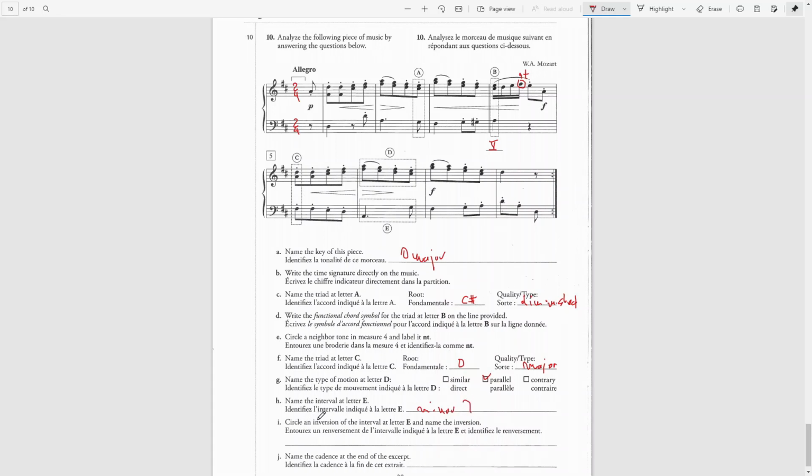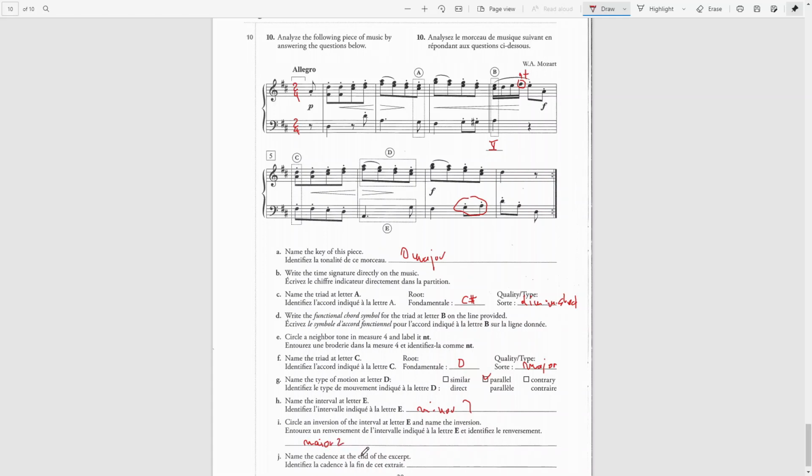Next, we have to circle an inversion of the interval at letter E and name the inversion. That means we have to look for this interval inverted, where G is the lower note and A is the higher note. And okay, here is this interval. G is the lower note and A is the higher note. And this will be a major second. In the key of G major, A is the second note. So this is a major second.